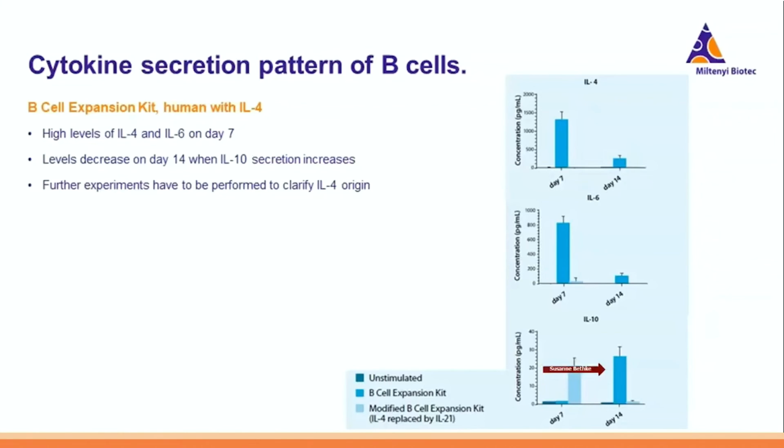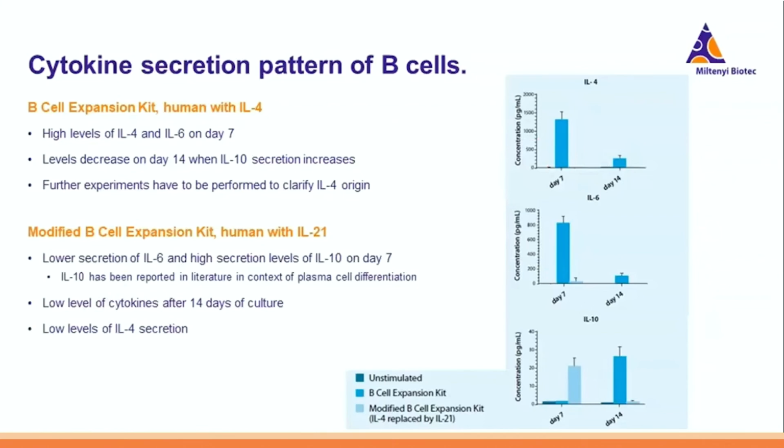But of course, here you have to be a bit careful, because the B cells are not actually producing the IL-4. It's rather the fact that we give it into the culture. When you look at the results with the modified protocol with IL-21, you see that we have no IL-4 in the culture. That really gives us a hint that the IL-4 in the other protocol is the IL-4 that we gave into the culture. But you also nicely see that we have a lower secretion of IL-6, and that the secretion levels of IL-10 on day 7 are much higher than with the other protocol.